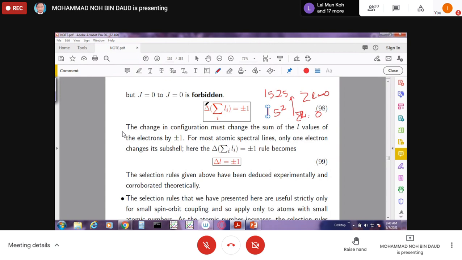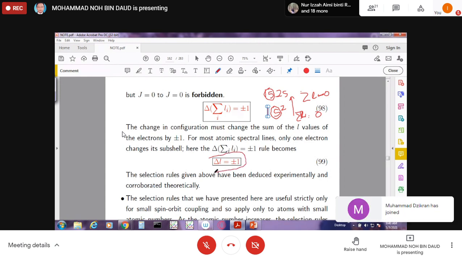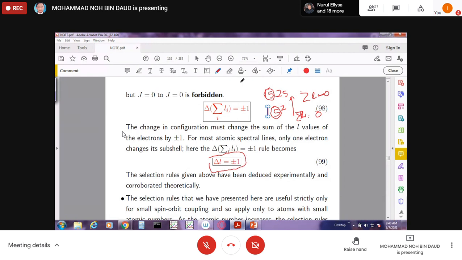Okay, so the difference here will be 0. One electron here is still intact in this 1s. We only promote one electron from here to here, so we can use this one. Okay, the difference is not plus minus 1. How about this one, 1s to 2p? One electron, the transition is from the 1s to 2p.